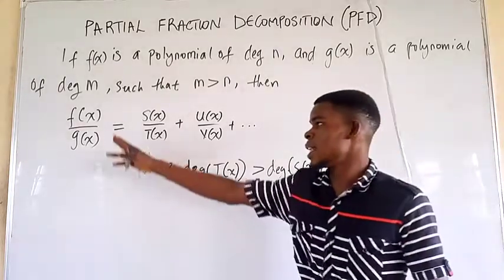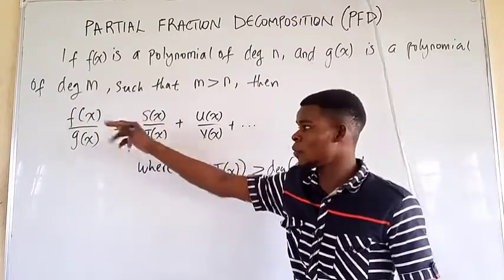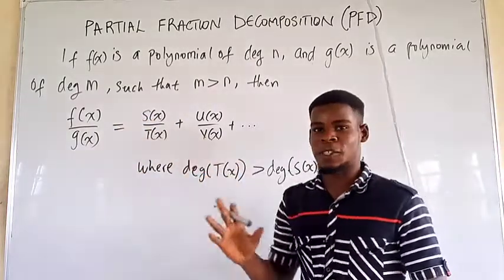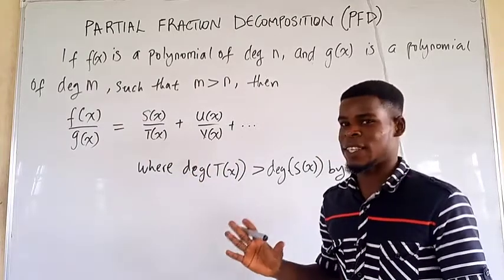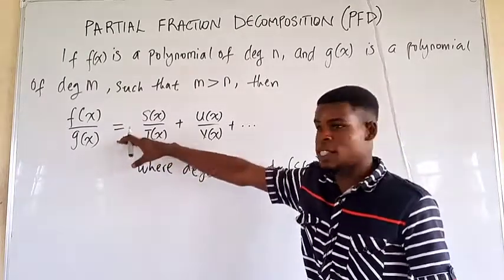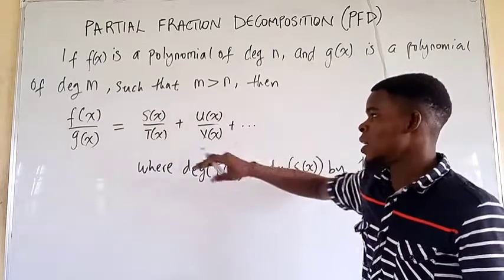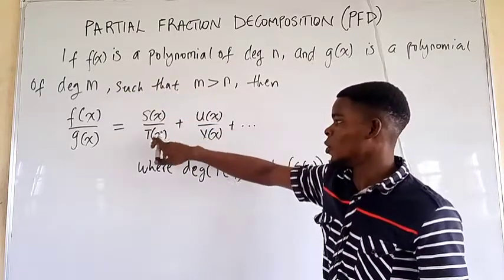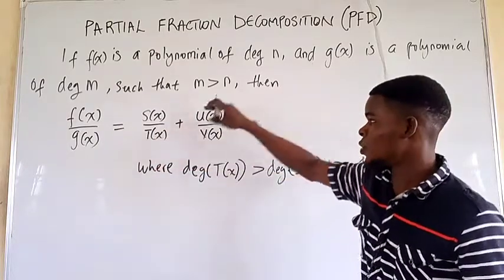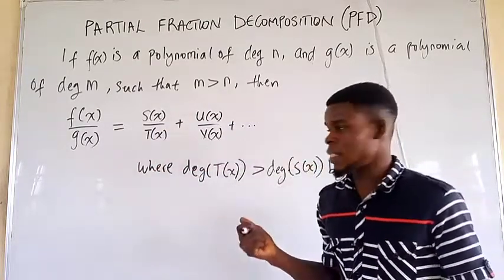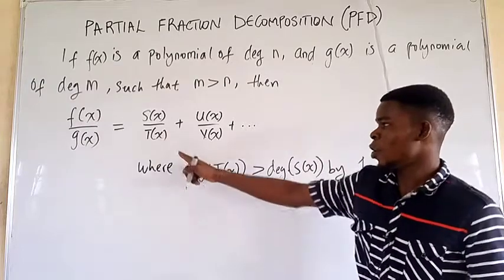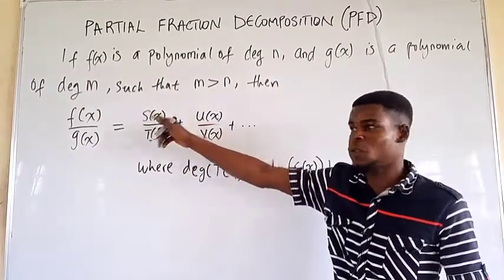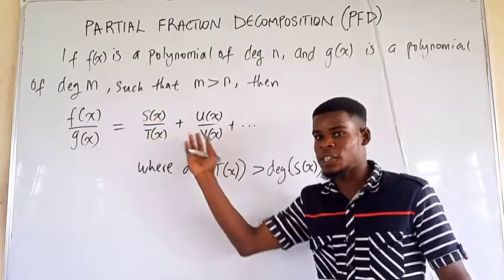So I'm saying that if we have a rational function where the top and the bottom are just polynomials, and it is a proper fraction, not partial fraction in this case, then you can decompose it into its partial fractions, right? S of x, that is a polynomial, divided by t of x plus u of x divided by v of x. Now, the degree of the bottom here is greater than the degree of the top here, so you can decompose it into other proper fractions.